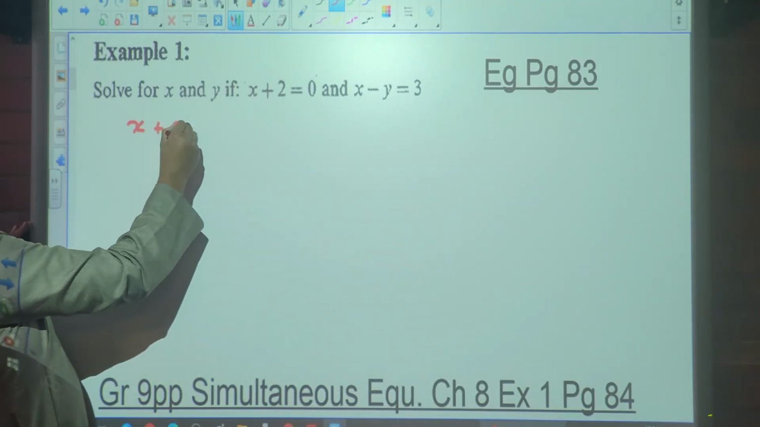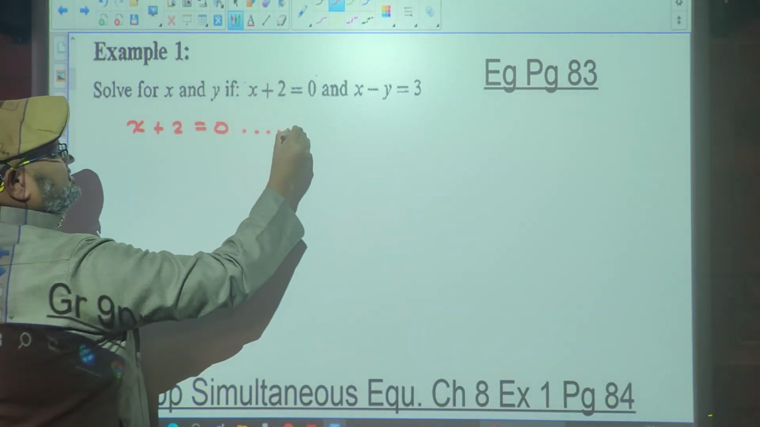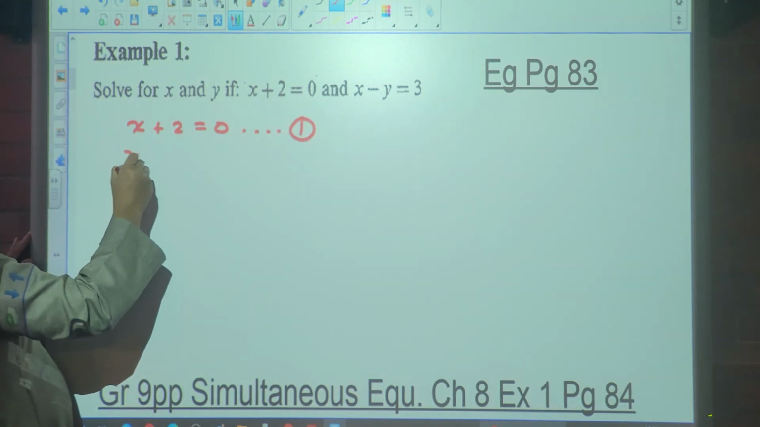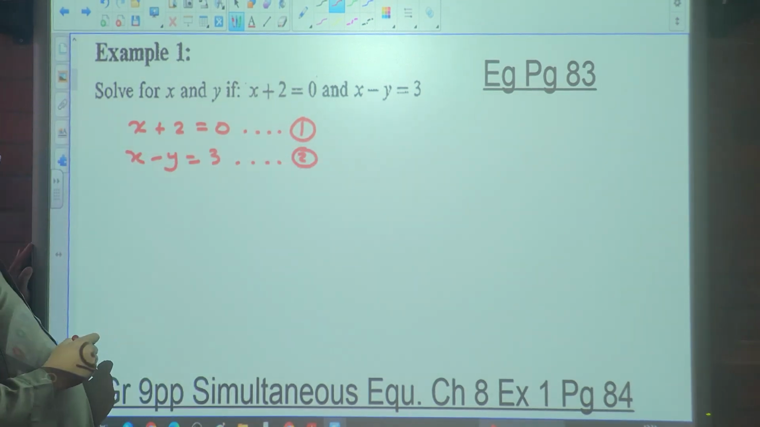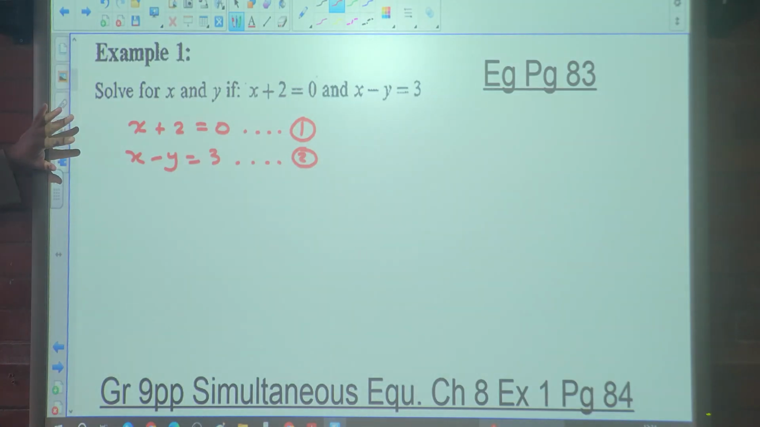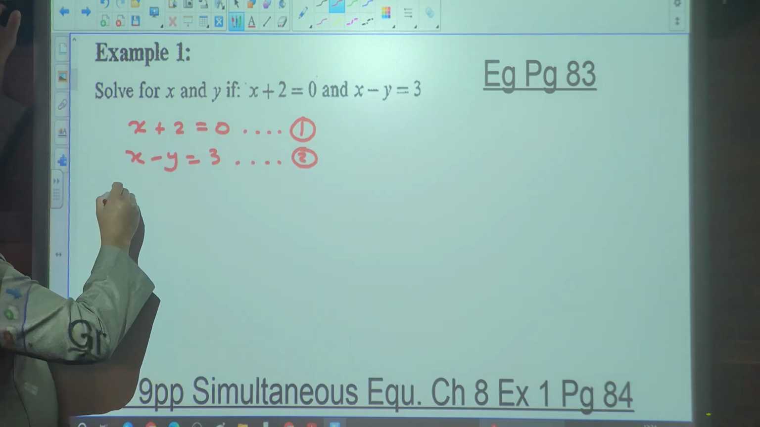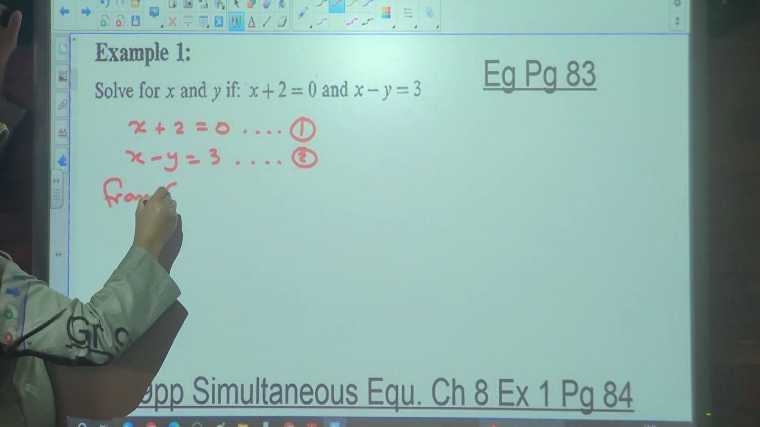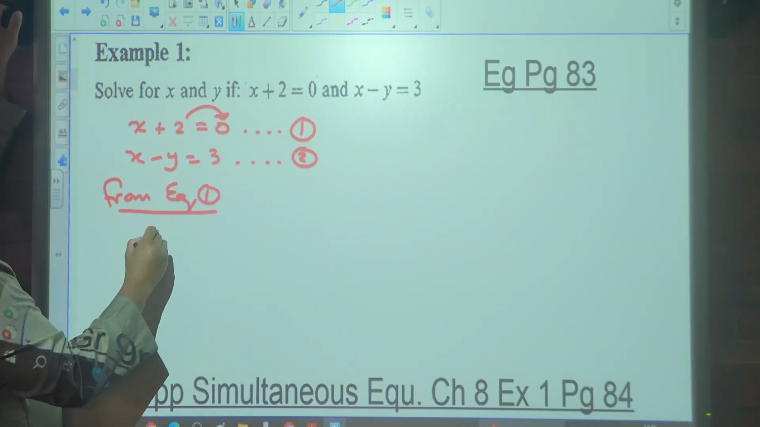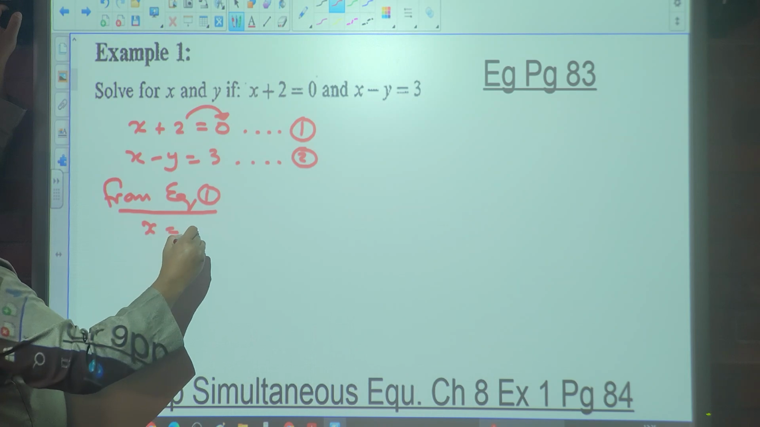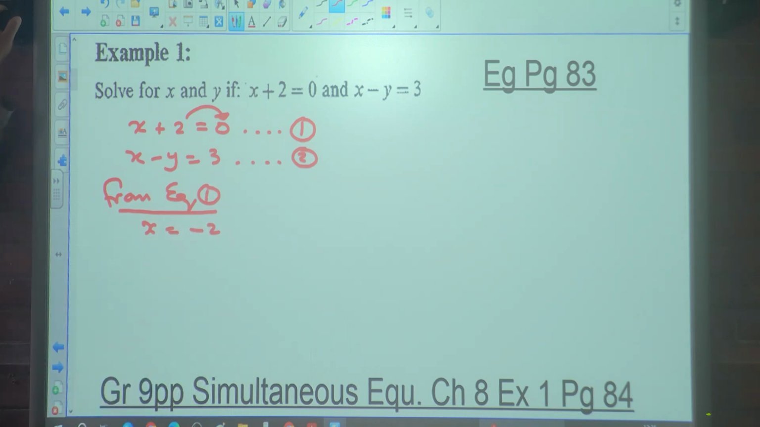So we listed two equations. The one is x plus 2 is equal to 0, and this is equation 1. And then we got x minus y is equal to 3, and this is equation 2. Which equation has one unknown only? Equation 1. The first equation. Okay? So from equation 1, solve for x. You take it over the equal sign. So x is equal to negative 2. So now x is solved.